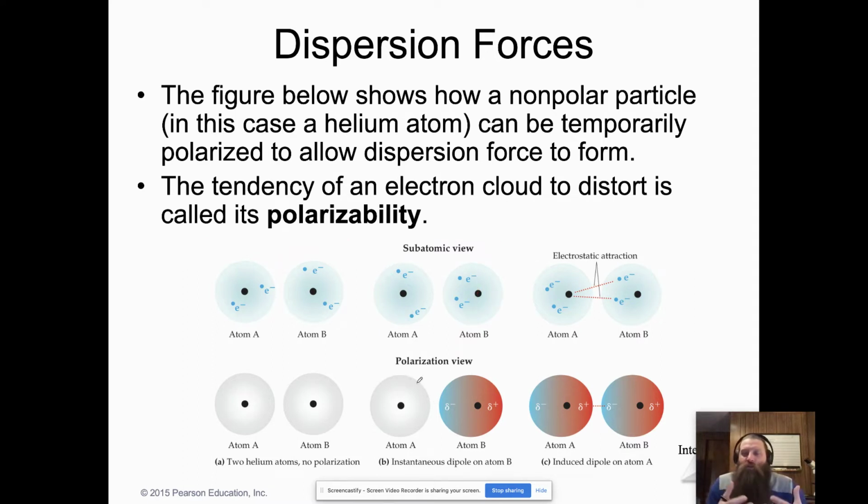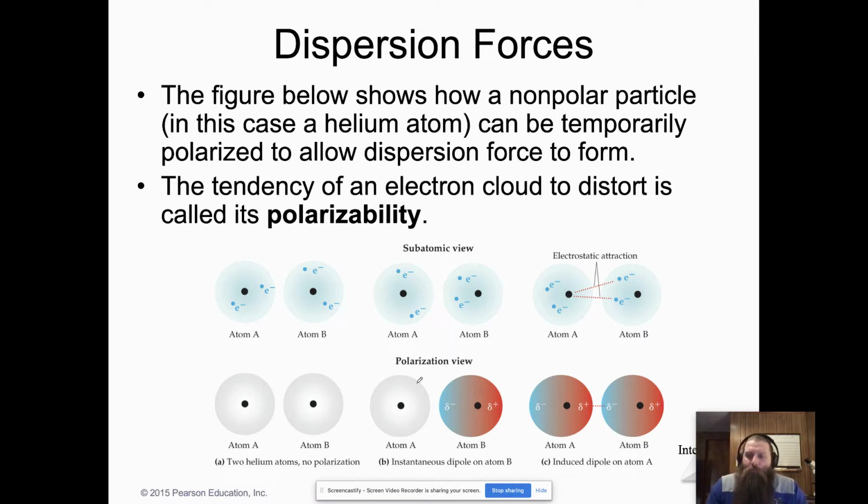So when something randomly occurs like that, obviously it doesn't last very long, but that is a force of attraction that's going to hold those two atoms together. And when you're trying to, say, boil something, you're trying to overcome the forces of attraction so that the kinetic energy is much greater than the force of attraction. That's one more little force you have to overcome.